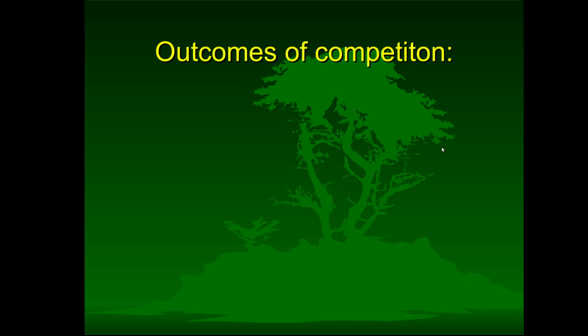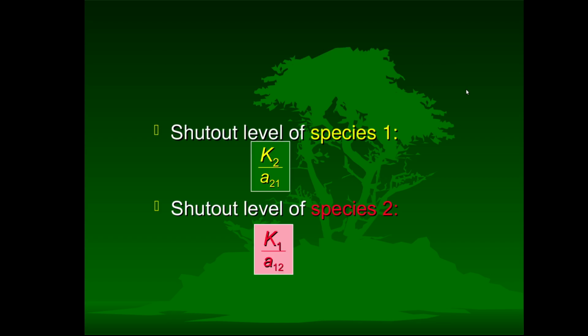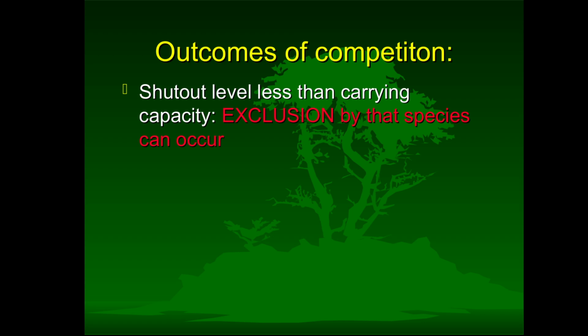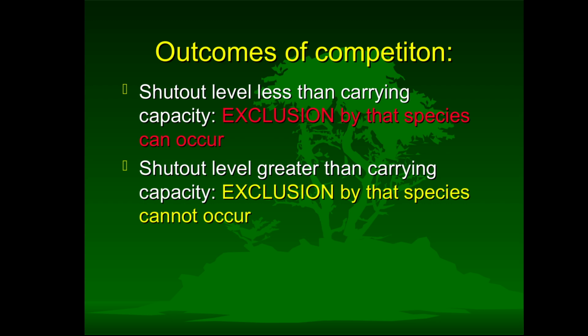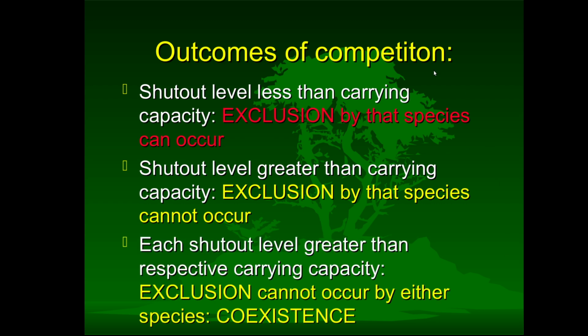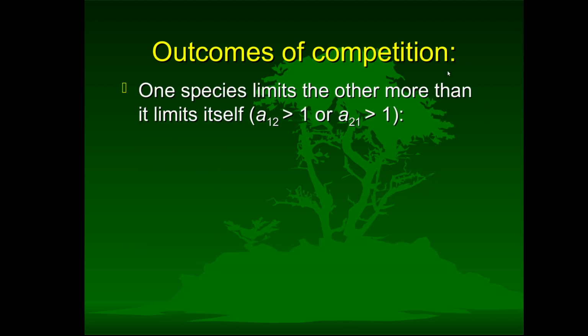So just to summarize, in terms of the outcomes, we've got these two shutout levels. If the shutout level is less than carrying capacity for either of the two species, then the species can shut out the other species. If the shutout level is greater than the carrying capacity, then the species cannot shut out the other species. And if both shutout levels are greater than the respective carrying capacity, then neither species can exclude the other, and the two competitors coexist.